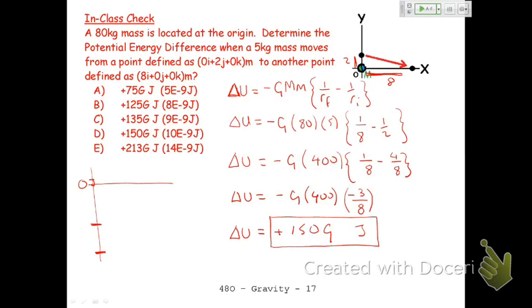So let's say, I'm going to quickly make up some numbers here. Let's say this would be minus 6 joules, and this would be minus 12 joules. Okay? If I go from there to there, my delta U equals minus 12 minus 6. So that equals minus 6 joules.